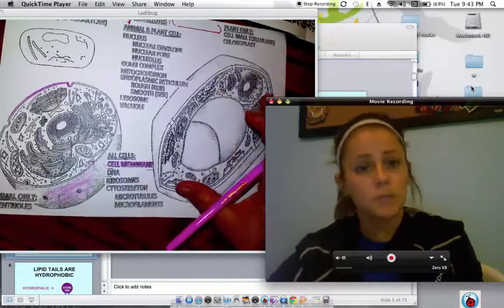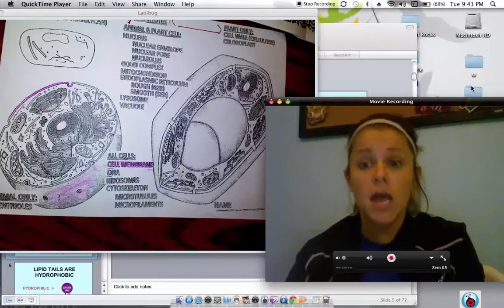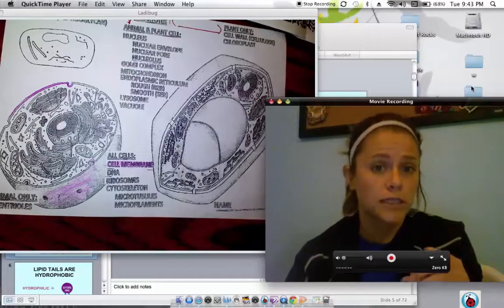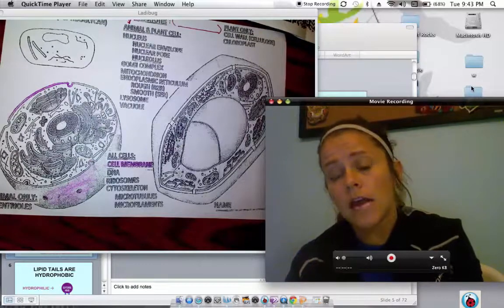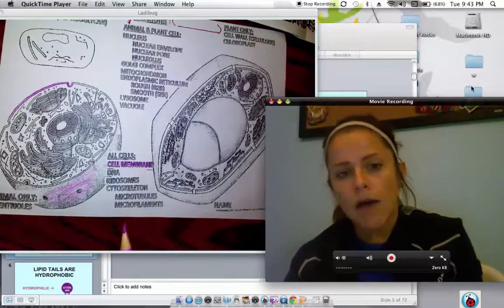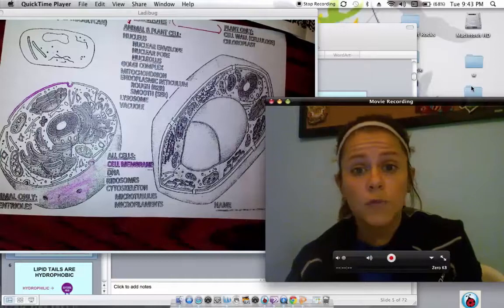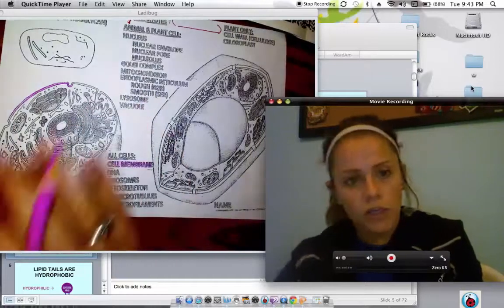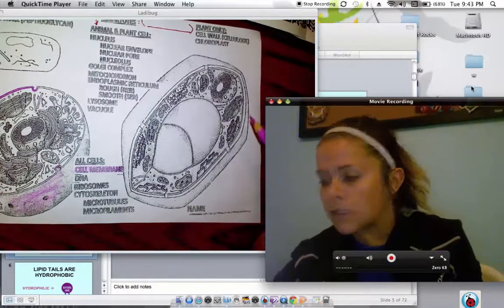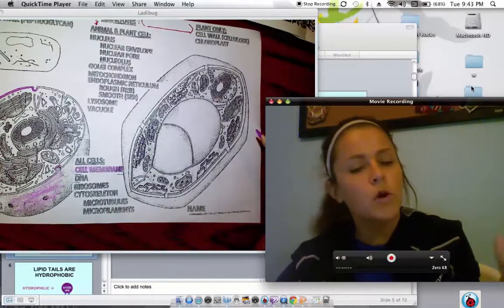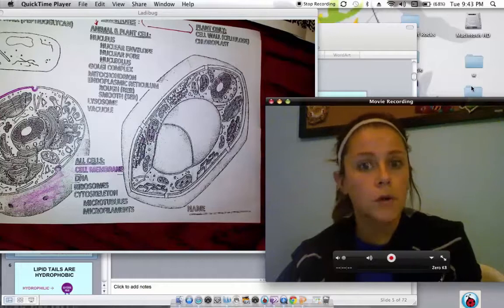Now, the way that you can tell that this is an animal cell and this is a plant cell is basically its overall shape. Obviously there are some organelles in an animal cell or in a plant cell that are specific to that cell. However, the shape can help you tell as well. This one is more circular in shape, whereas plant cells are more rectangular or square in shape.